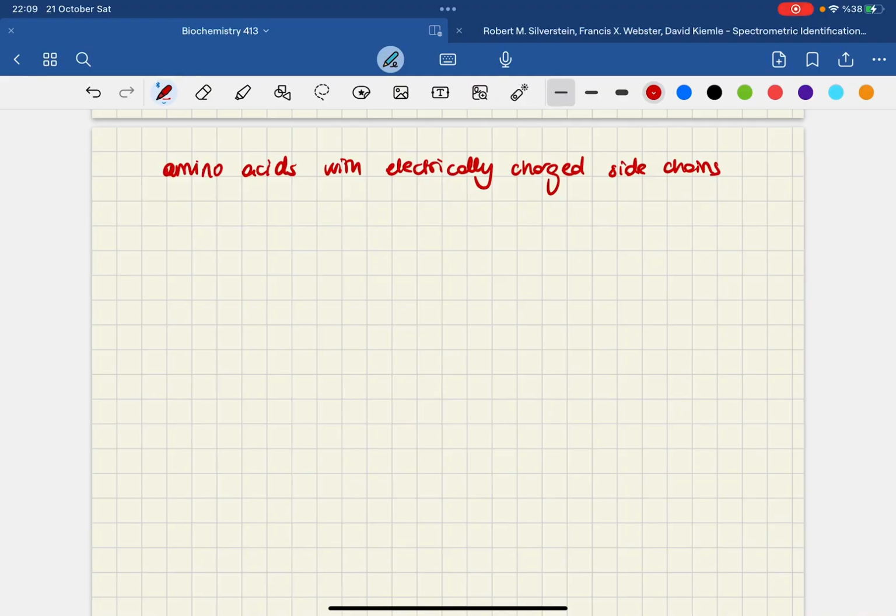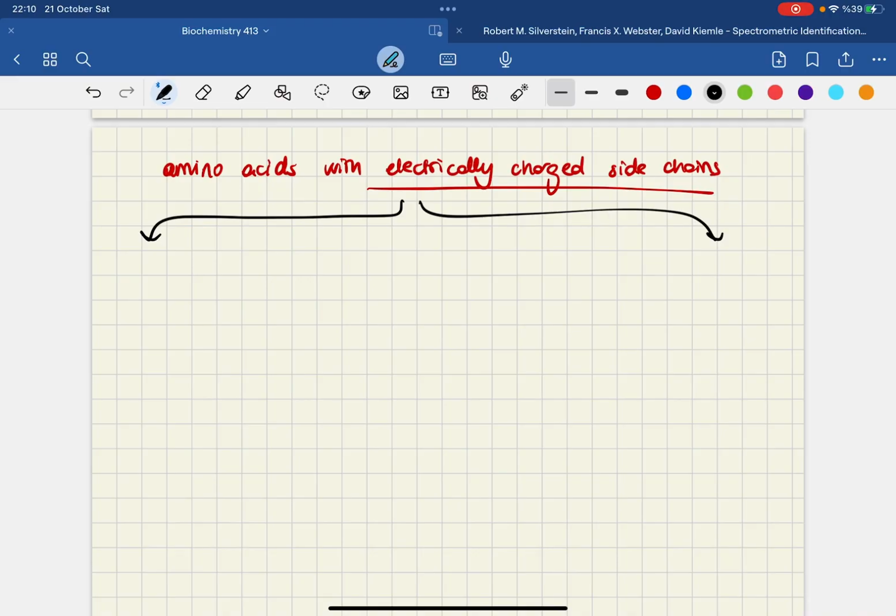And now we have all our amino acids. And let's start with electrically charged side chains. These are basic or acidic amino acids. Now let me show it like that. We have acidic or basic. First we will write basic amino acids, and then we will have acidic amino acids.